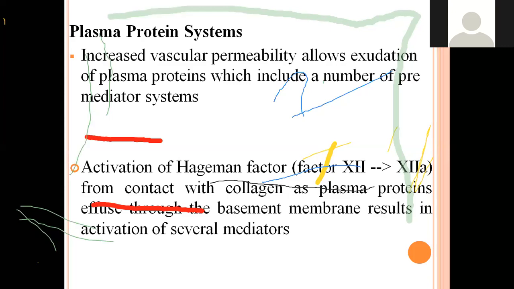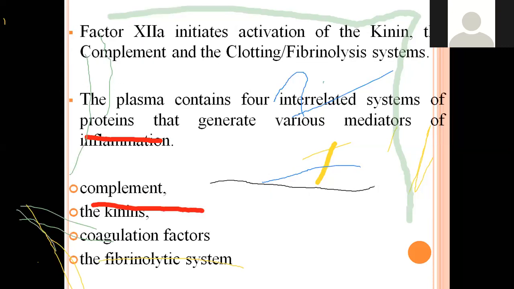So looking at plasma protein systems now, increased vascular permeability allows exudation of plasma proteins, which include a number of pre-mediator systems. So this plasma protein leads to activation of Hageman factor, that is factor 12 and factor 12A, from contact with collagen as plasma proteins effuse through the basement membrane, which results in activation of several mediators. So this Hageman factor promotes activation of several other mediators of inflammation. Factor 12A will now initiate activation of the kinin. And when you talk about kinin, you are talking about bradykinin, which is the most common type of the kinin. The complement and the clotting and fibrinolysis system.